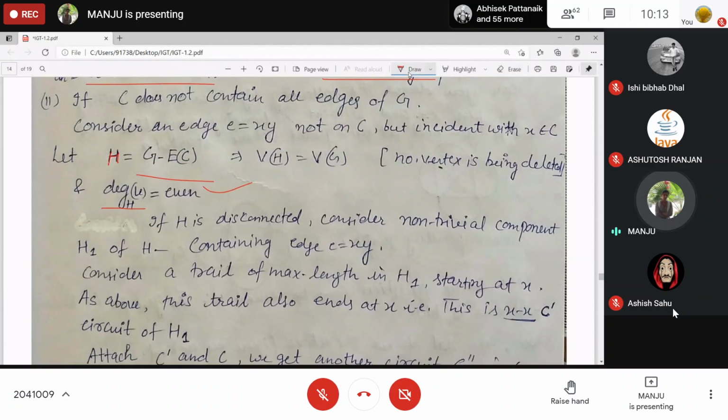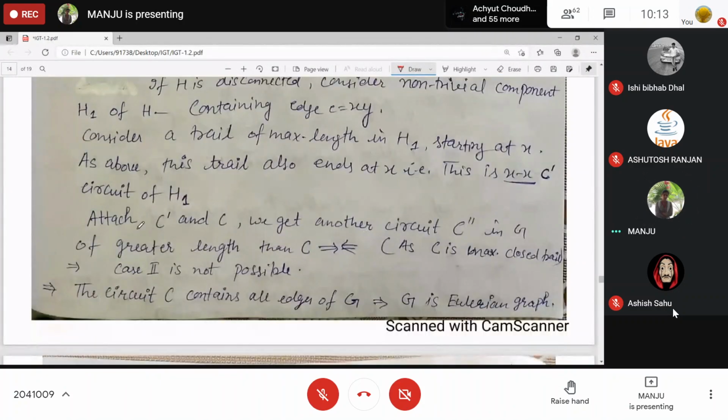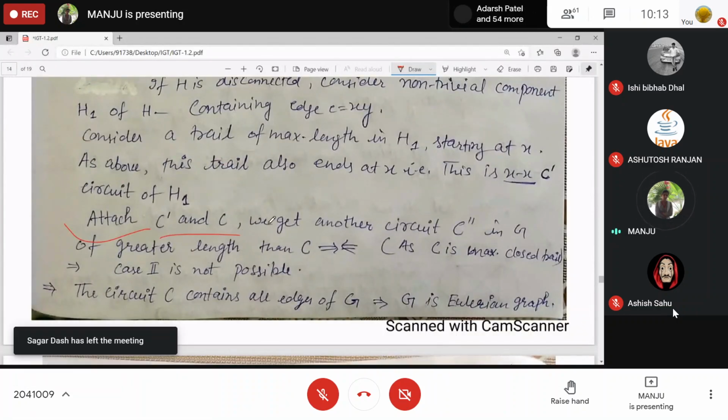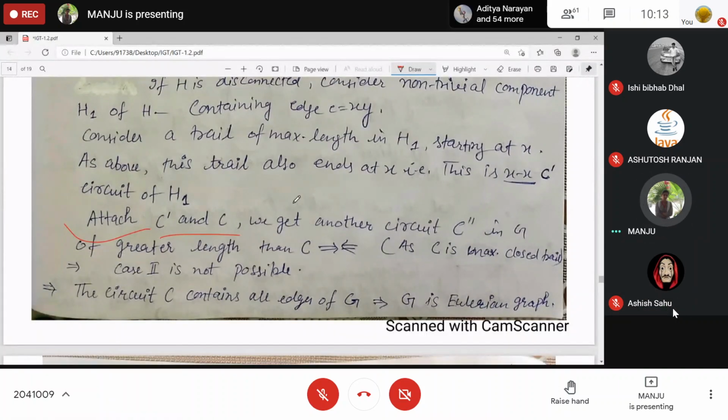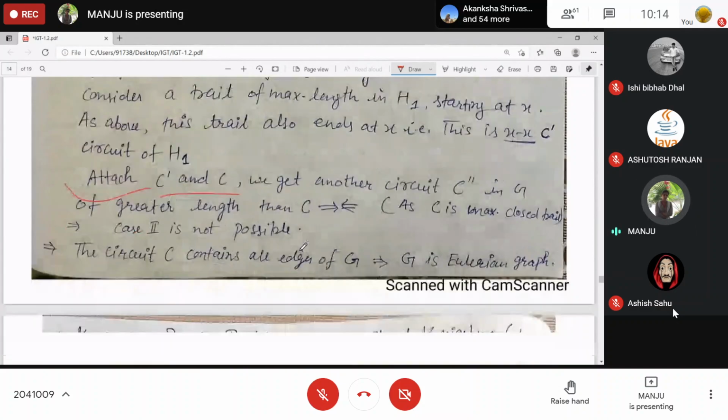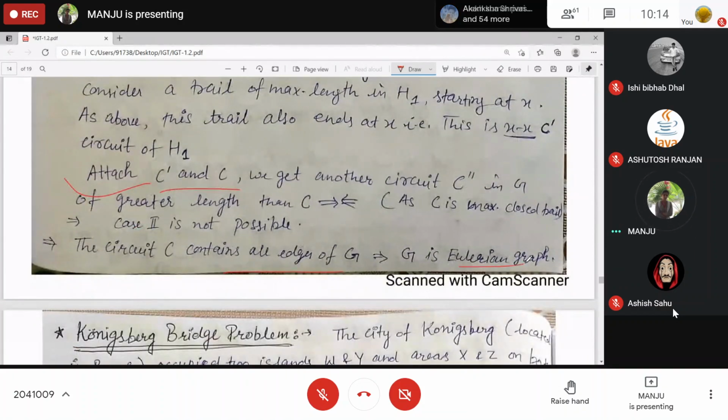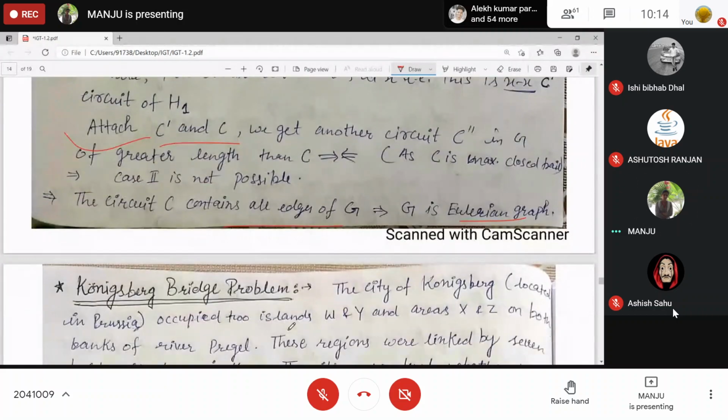And whenever there is an Eulerian circuit, that means it is an Eulerian graph. So we are attaching the circuit of H with C, the earlier circuit in G. By adding all these, we get a bigger circuit, and that will work as the Eulerian circuit. Clear? Any doubt?